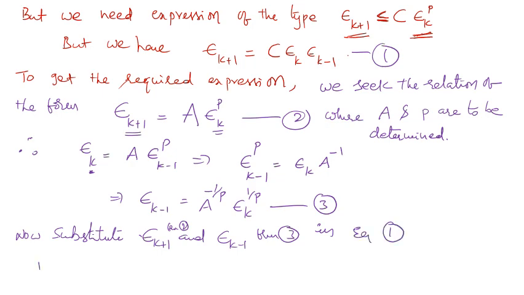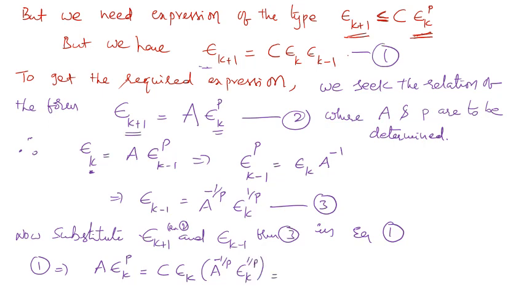Okay, so what is 1 then? What is 1 here? It is epsilon k plus 1. In equation 1, what we will get? Epsilon k plus 1 means what? A into epsilon k power p, equal to C as usual. There is no change in C. What is epsilon k as usual? Don't change epsilon k. Epsilon k minus 1 is what? A power minus 1 by p. Epsilon k power 1 by p.